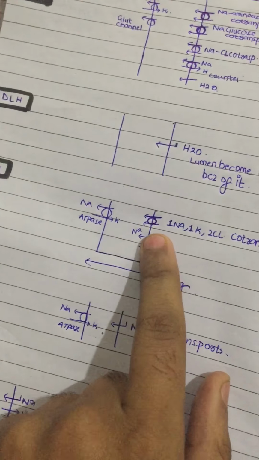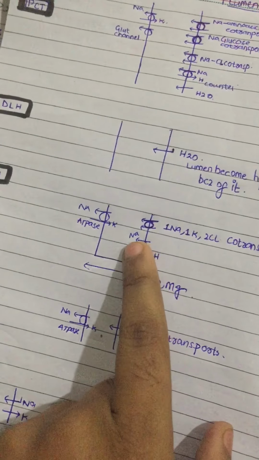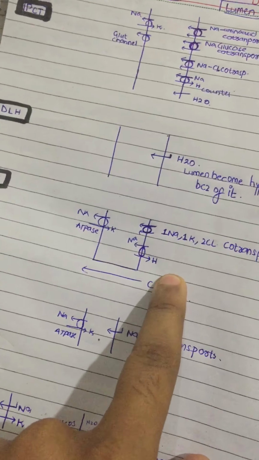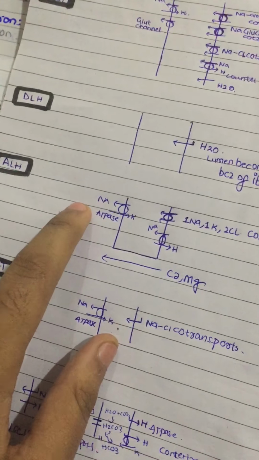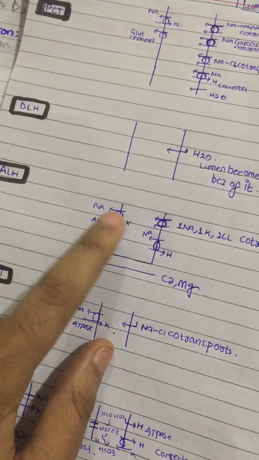Okay, now apart from that, we're going to have the sodium hydrogen counter transporter, which is going to absorb the sodium inside and secrete the hydrogen outside. And on the basolateral membrane, we're going to have the sodium potassium ATPase, which is going to absorb the sodium and secrete the potassium.